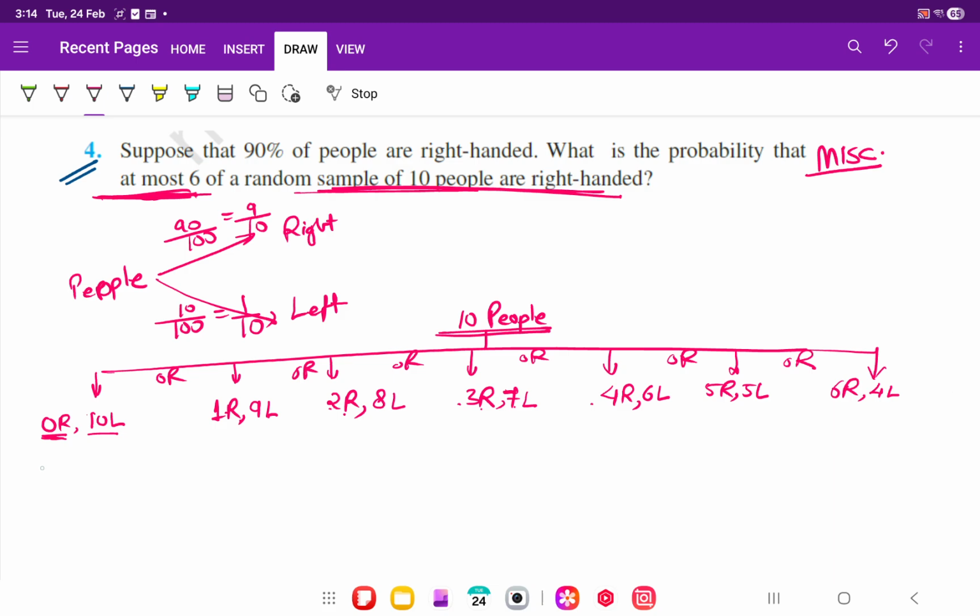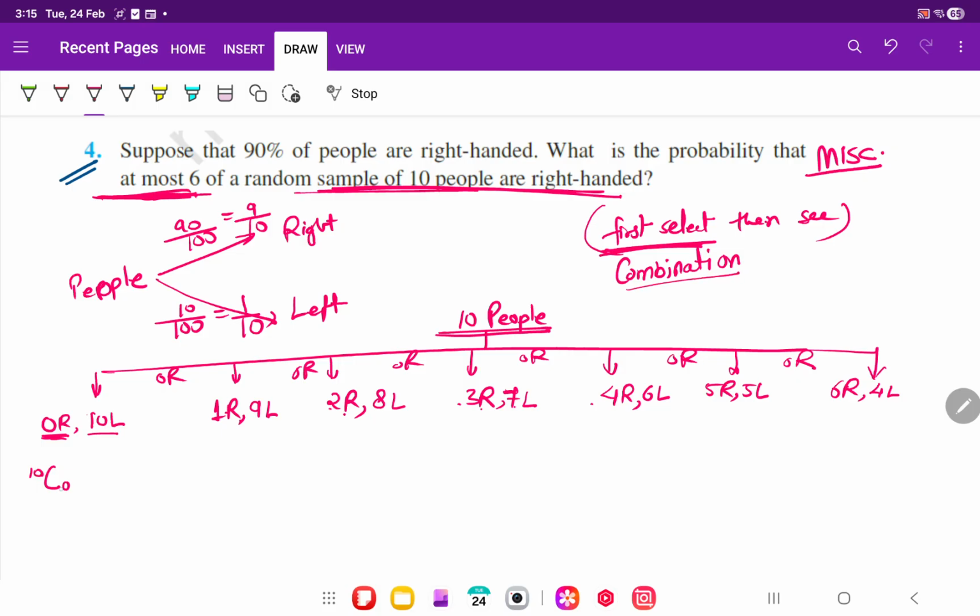So if we choose 0 out of 10, how many ways? 10C0, right? Because first we will select the people, first do the selection. For that we use combinations. For selection we use combination, and then we see the probability.